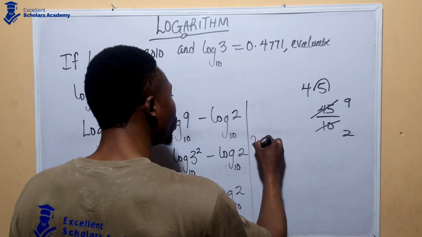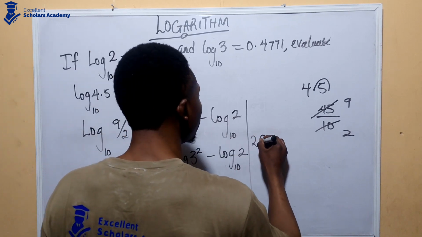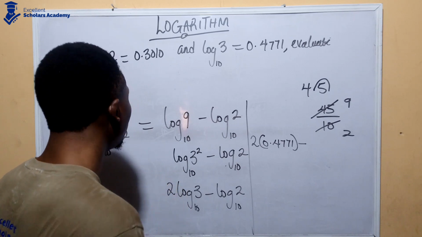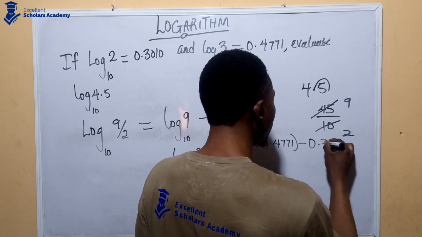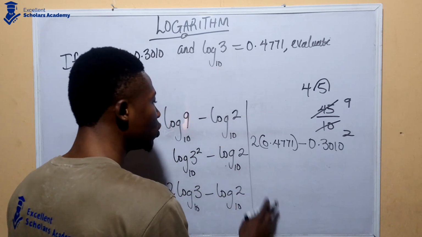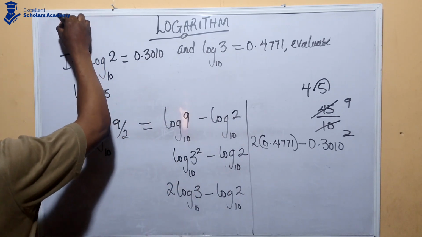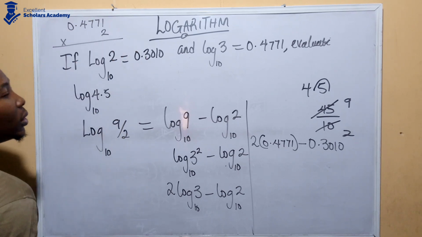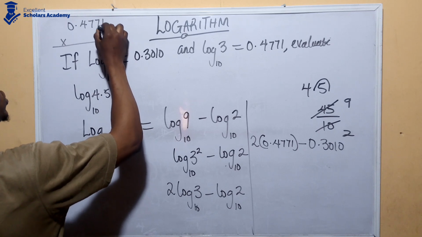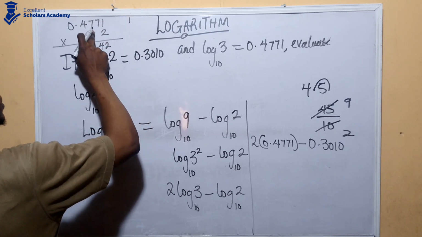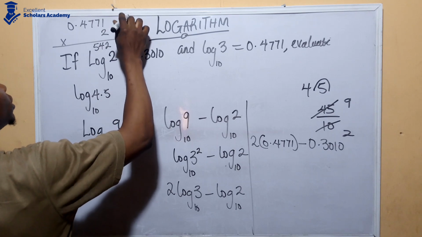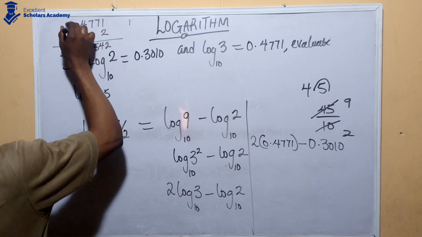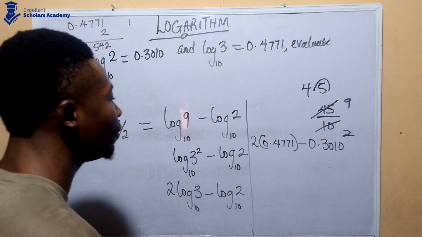So it becomes 2 multiplied by log 3, which is given to us as 0.4771, minus log 2, which is given to us as 0.3010. Right? So let's multiply 0.4771 by 2. What does that give us? 2 times 1, 2. 2 times 7, 14, 4, carry 1. 2 times 7 again, 14 plus 1, 15, 5, carry 1. Now 2 times 4, 8. 8 plus 1, 9. Alright, so this gives us 9 points. 2 times 0 gives us 0. So this is going to be 0.9452.